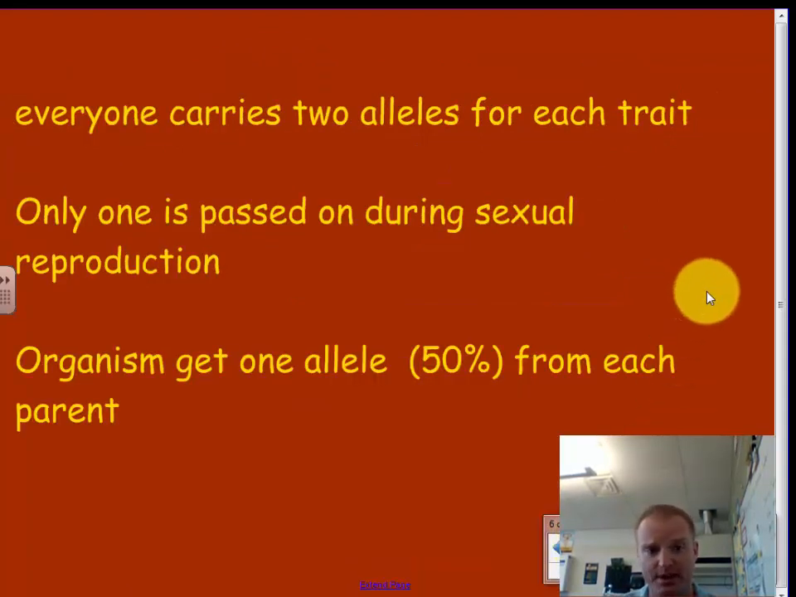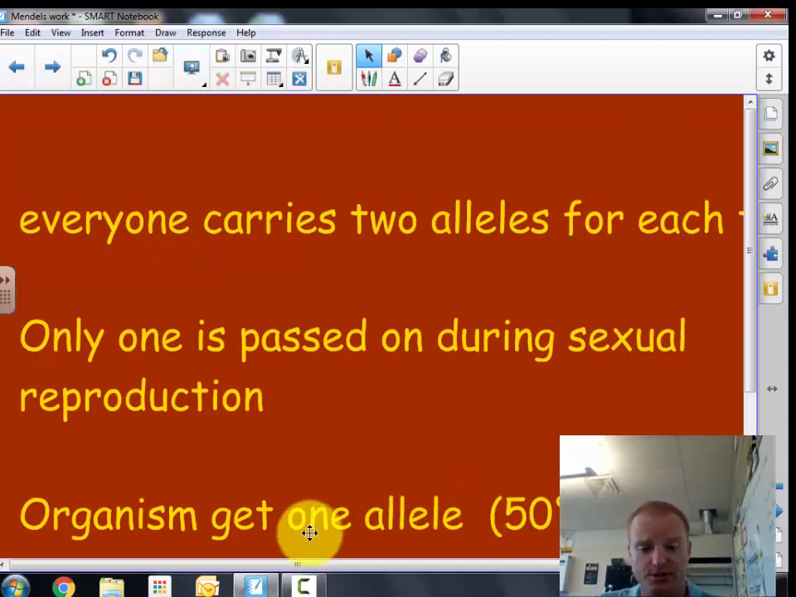So some other big facts about this, guys. Everyone carries, again, 2 alleles for a trait. Really important to know. There's 2 alleles for every trait. So only 1 is passed on during sexual reproduction. So your parents each pass on 1. So organisms get 1 allele, 50%, from each parent. It's the big way to think about this. And these are things we've been talking about in class. And I really just wanted to clarify some of these definitions as we go forward.